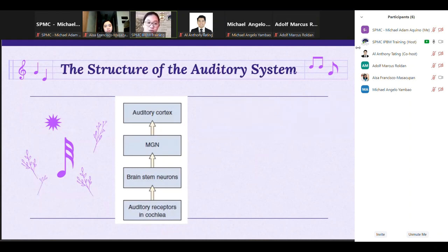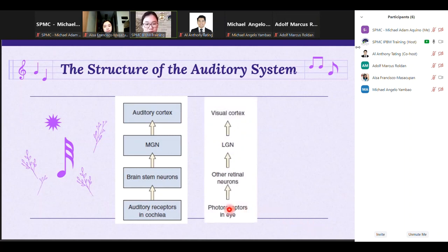So for an overview, once a neural response or sound is generated in the inner ear, a signal is transferred to and processed by a series of nuclei in the brain stem. And then the output from these nuclei is sent to a relay in the thalamus called the MGN or the medial geniculate nucleus. So finally, the MGN would project to the auditory cortex. So they say that the auditory pathway is more complex compared to the visual pathway. However, they do have analogous parts, so there are also receptors which connect to an early integration system and then to a thalamic relay and then to the sensory cortex. So they are almost similar.